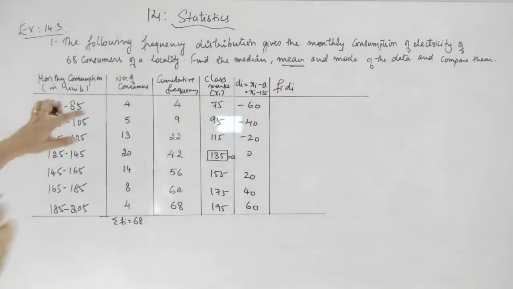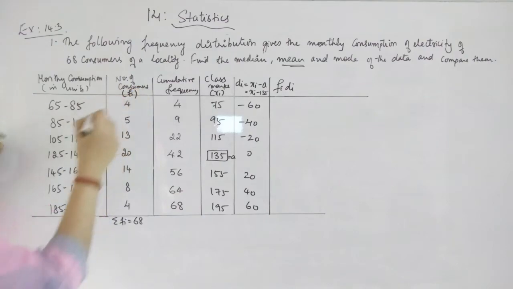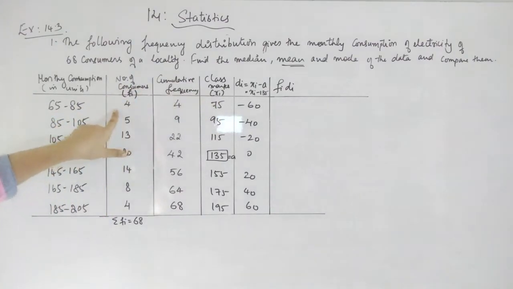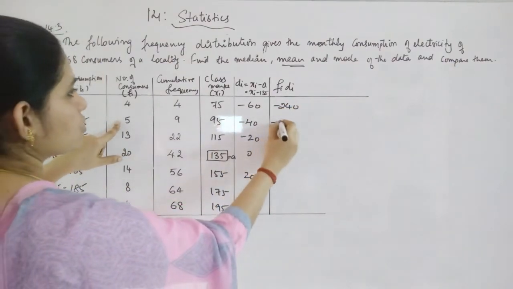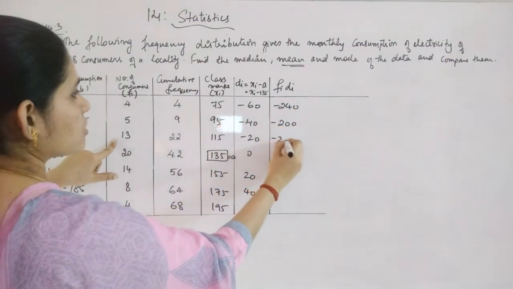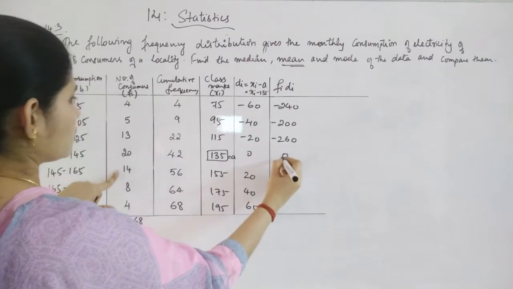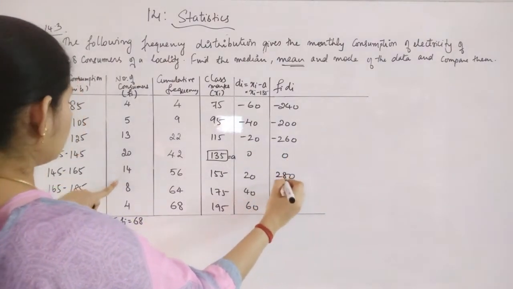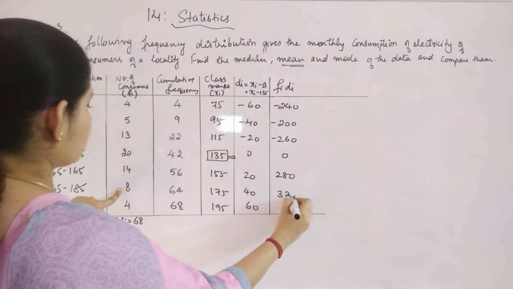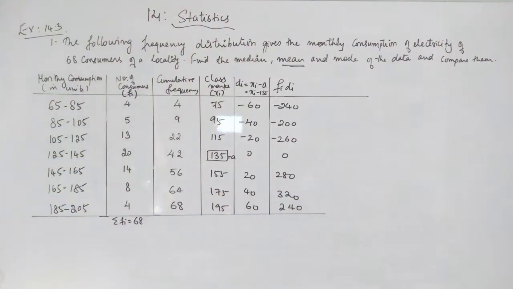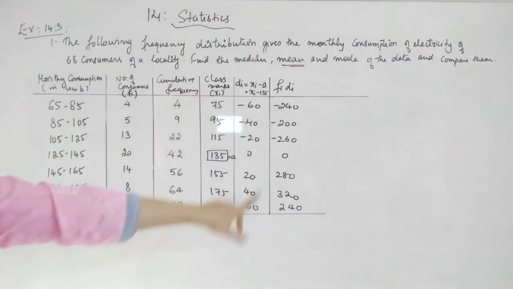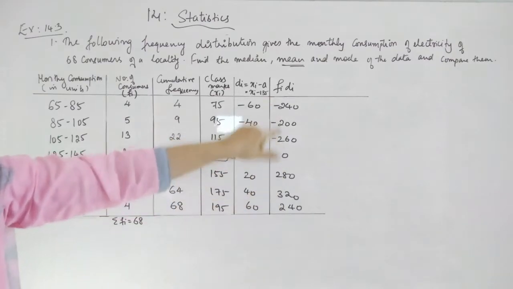So this is, which one is fi? This is fi di. So 4 into minus 60 minus 240, then minus 200, minus 260, 0, 280, then 320 and 240. So these are the values which you are getting. Now after finding out the sum, that is sigma fi di, what you will get, this will go here.